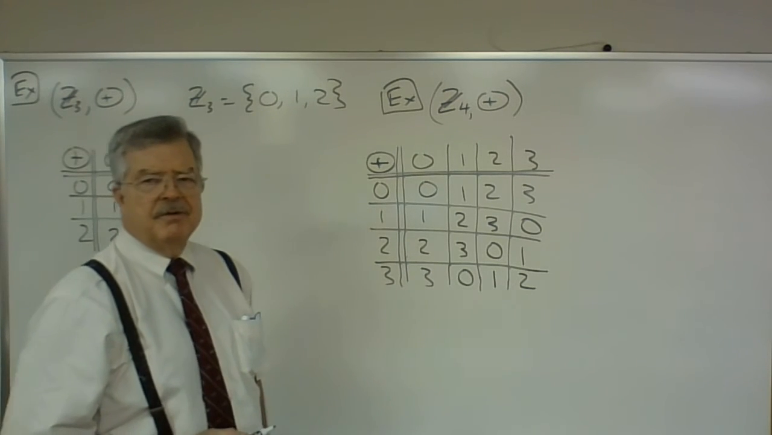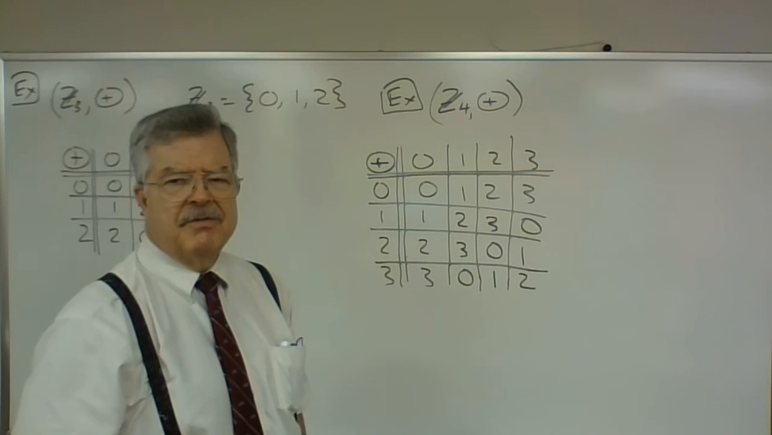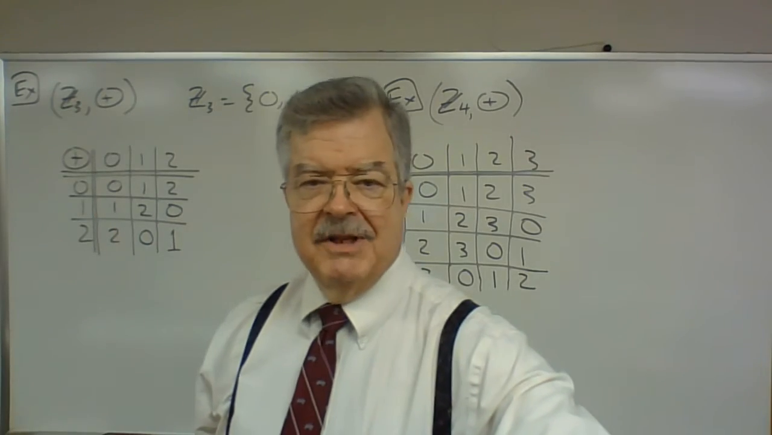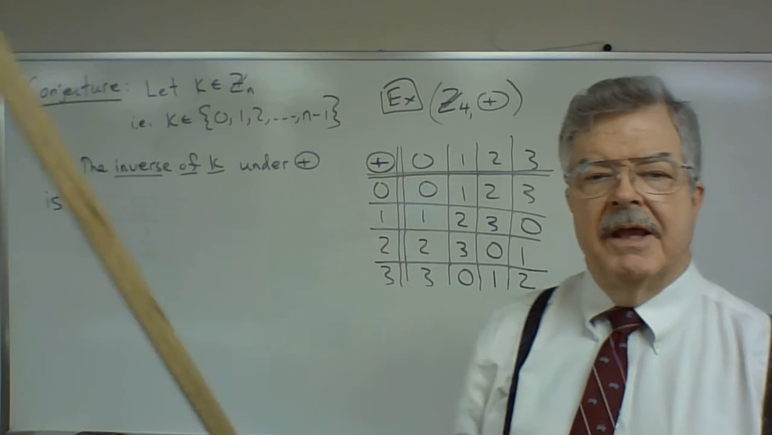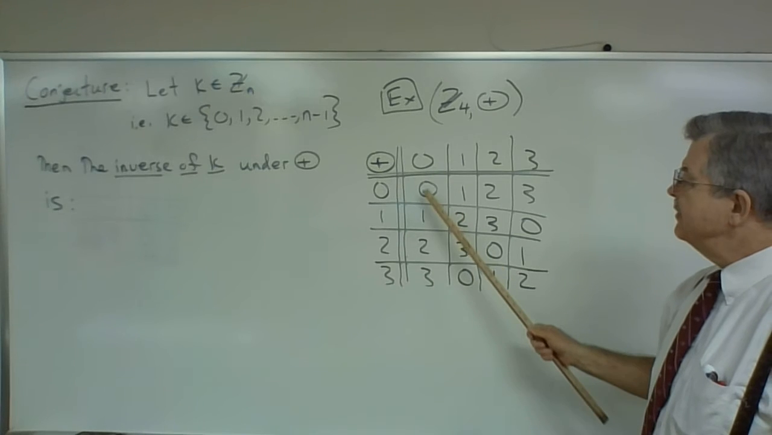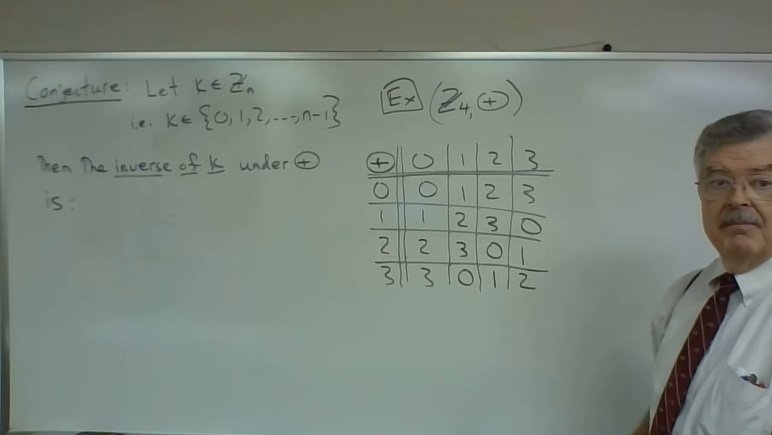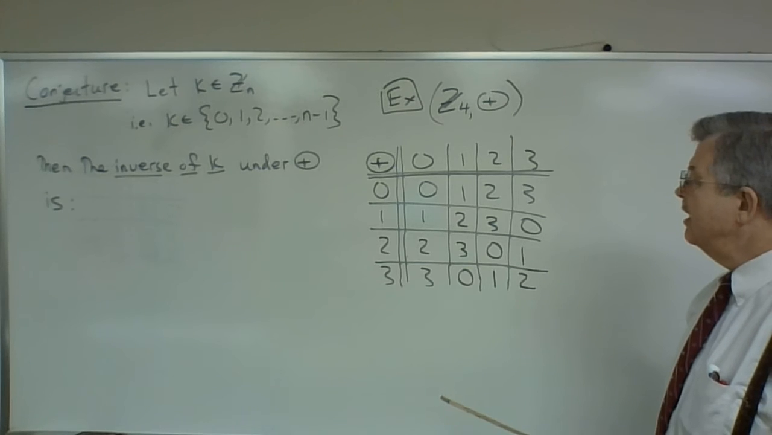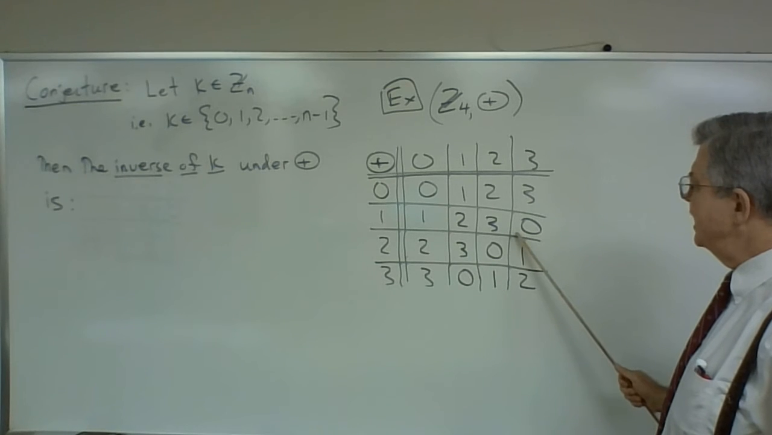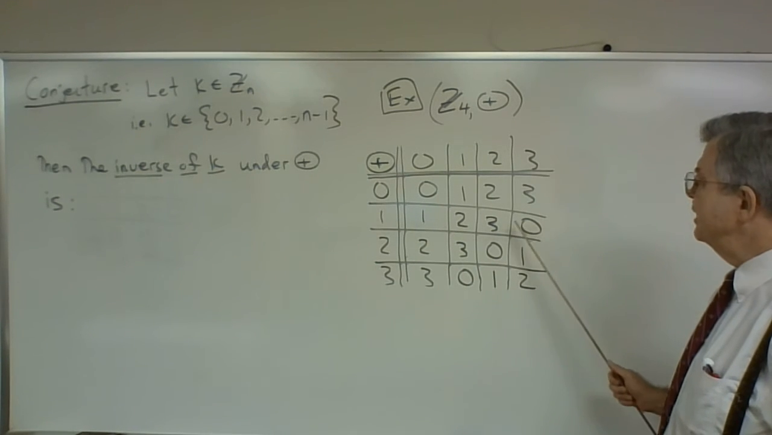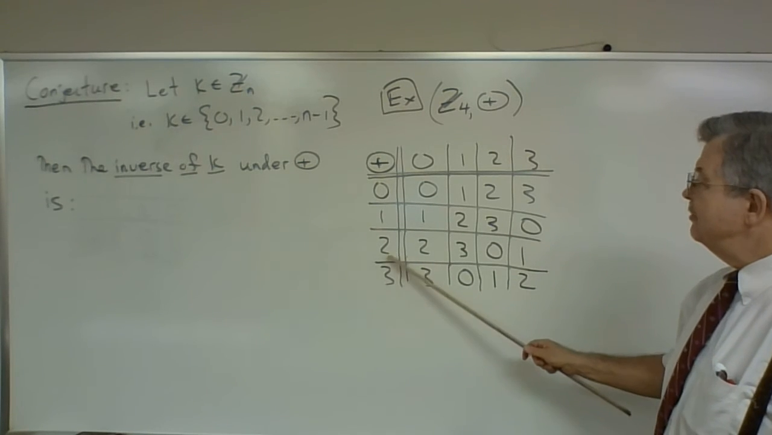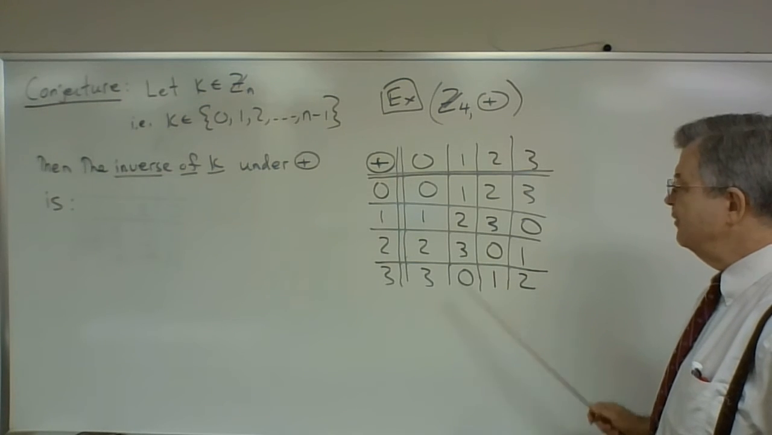And maybe we can also make an observation about this. Let's get back to this example and form a conjecture. 0 is its own inverse modulo 4. We add 1 to 3 and get the identity. So 1 and 3 are inverses modulo 4. 2 is its own inverse modulo 4.